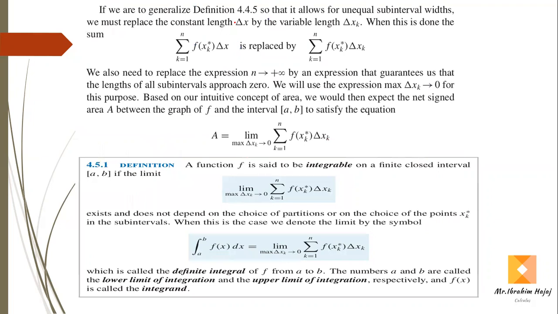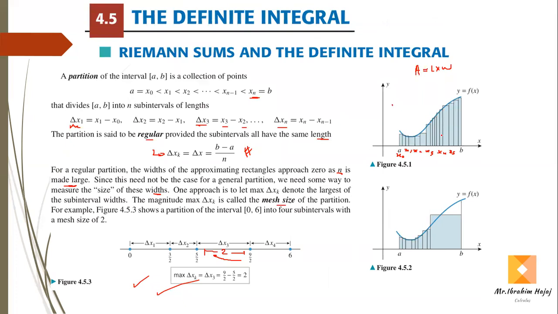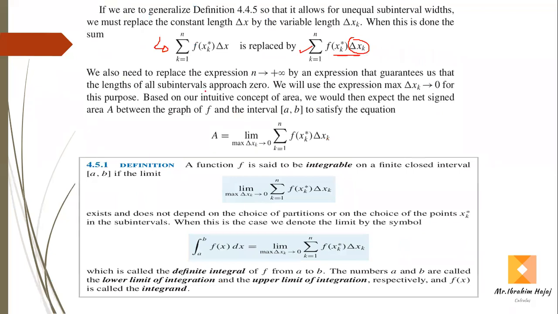Okay. If we generalize definition 4.4.5 so that it allows unequal subintervals, we have to replace the length by the summation. Summation from 1 to n of f of x sub k star delta x, which is replaced by summation of f of x sub k star times delta x. Of course, this delta x is the width, and we're gonna find the sum because, as you see here, we have a lot of rectangles or regular portions inside or under this curve.